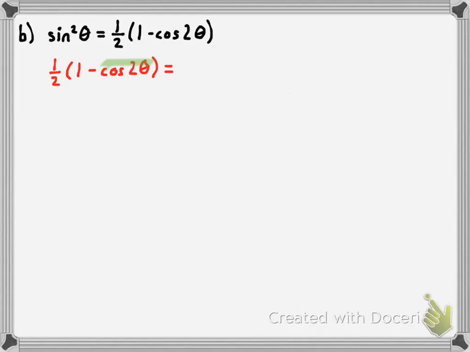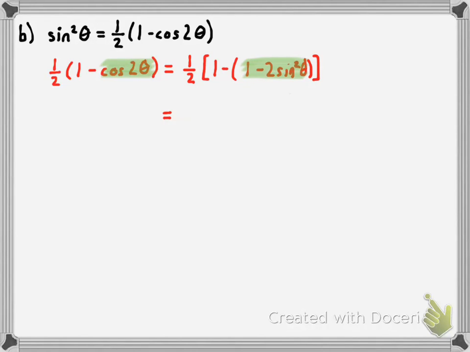We're going to substitute cosine of 2 theta and we're going to replace it with 1 minus 2 sine squared theta. Now that's a pretty good start. You can see we were able to make the cosine of 2 theta into a sine squared of theta, which is what we want to get on the other side of the equation.